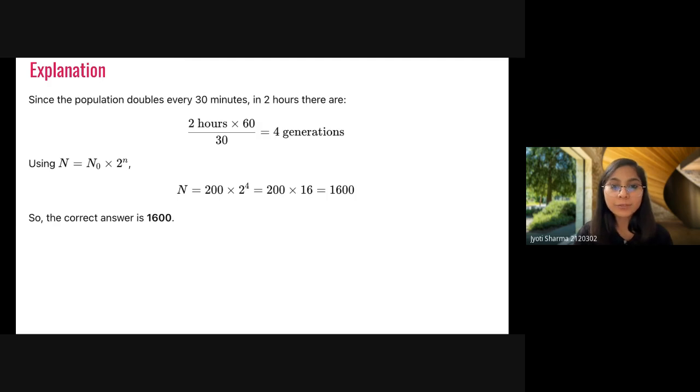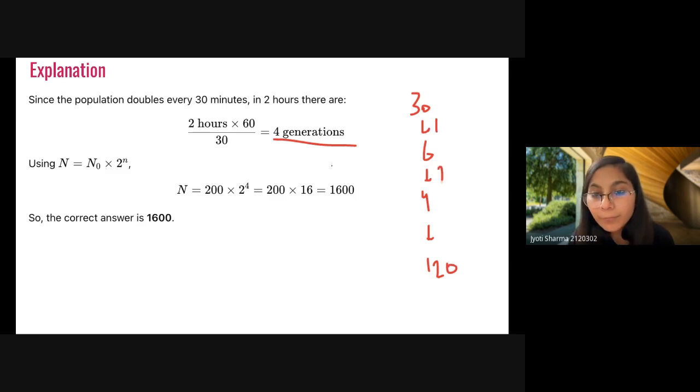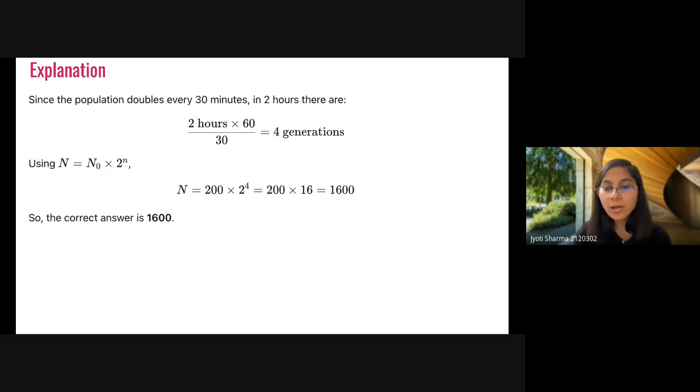First, as I told you, you calculate the four generations that we have, because we started with 30 minutes: 30 to 60, 60 to 90, and 90 to 120, right? And this is 2 hours. So after 2 hours we have 1, 2, 3, and 4. So we have four generations, right? After that we put this into the formula, 200 multiplied by 2 raised to power 4, and this is how we get the 1600 bacterial cells that we will have after 2 hours.